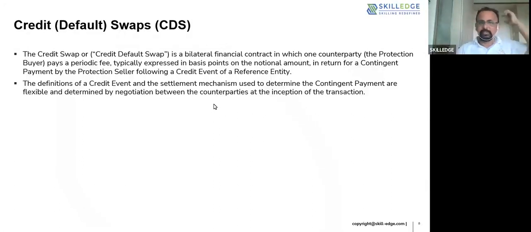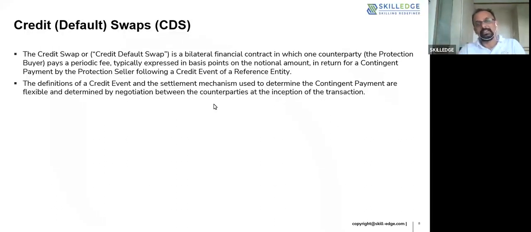I mentioned 6 months in this case, typically expressed in basis points on the notional amount. Basis points: 1 basis point is 1/100th of a percentage, right? In credit products and fixed income products, basis point is a terminology very frequently used. The example I gave is 50 basis points, right? 0.5% is what you have to pay every 6 months in return for a contingent payment by the protection seller.